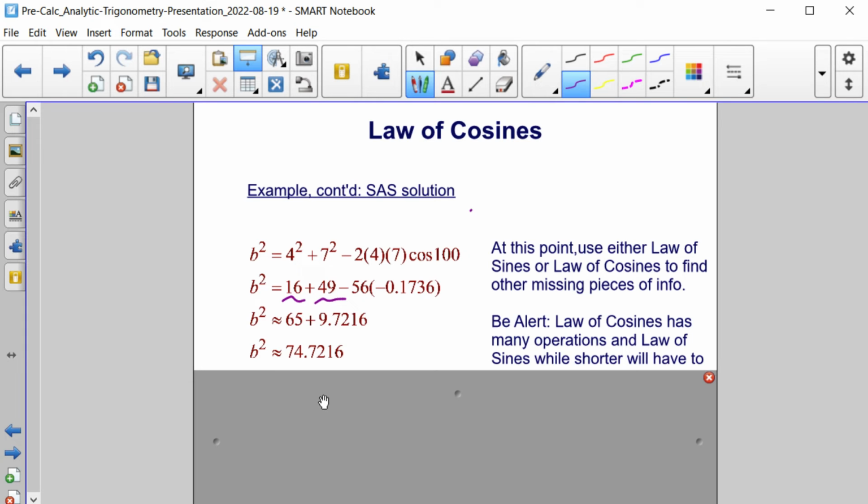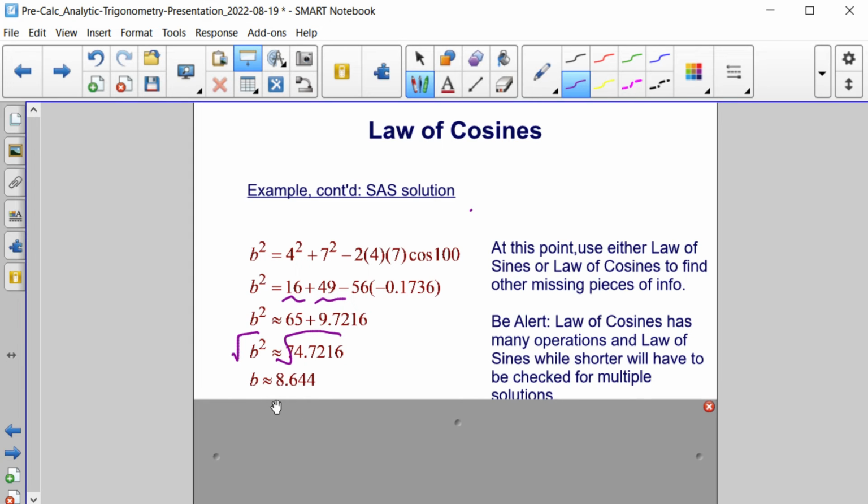And then if we combine those values together, we'll end up getting that b squared is equal to 74 and 7,216 10,000ths. Now, we're not done yet. This is what b squared is. So in order to figure out what b is, we have to square root both sides. And when we do that, we'll end up getting that our b value is approximately equal to 8 and 644 thousandths.